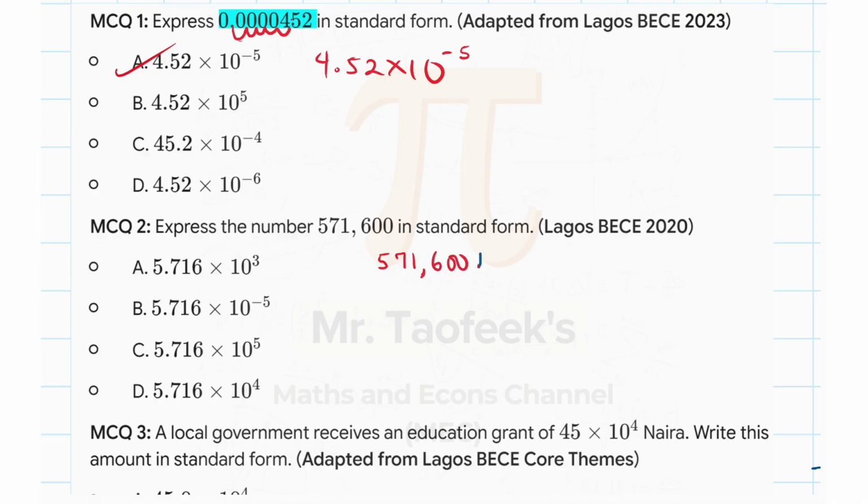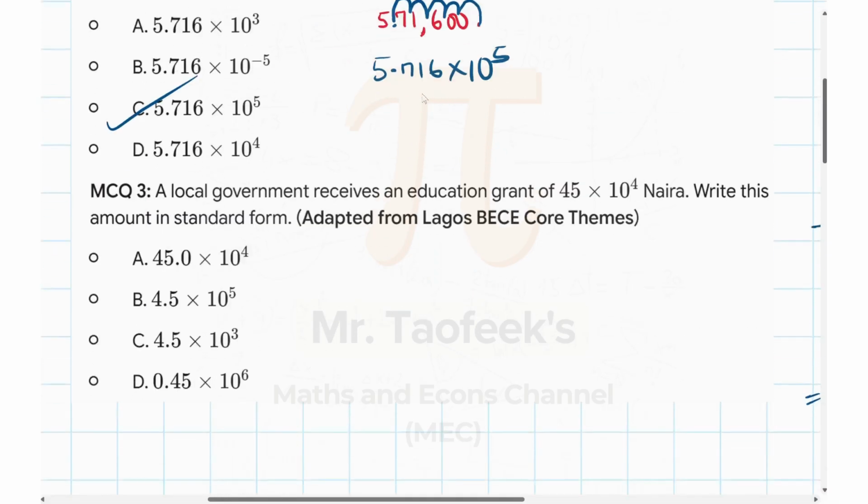So we move 1, 2, 3, 4, 5. So 5.716 times 10 to the power of positive 5, because this number is a number that is greater than 1. Option C. Okay, the last question.